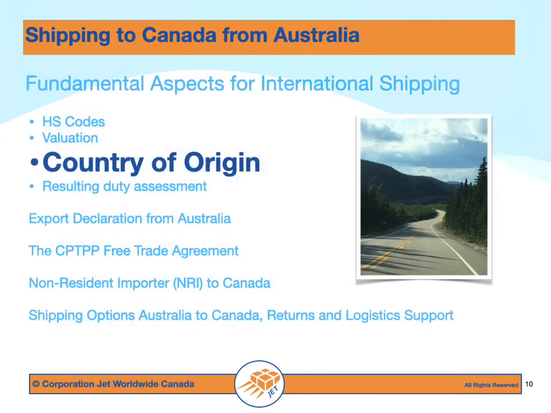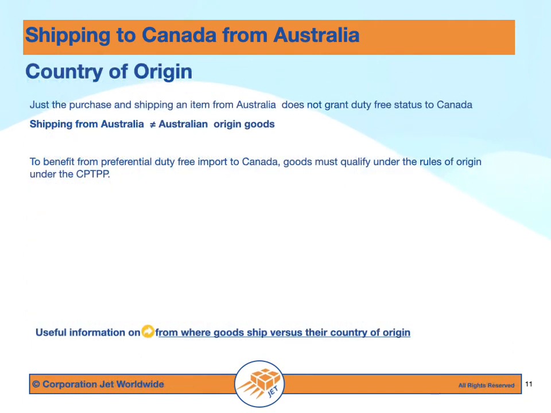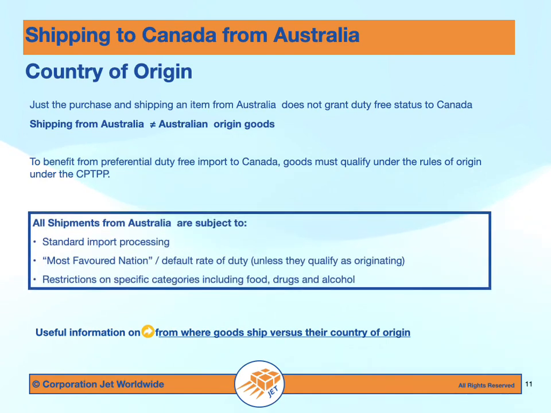Country of origin. Just the shipping from Australia to Canada is not the same as shipping Australian origin goods. Australian origin goods are those that meet the rules of origin defined within the CPTPP Free Trade Agreement that we'll cover later. All shipments from Australia are subject to standard import processing. The default most favored nation duty rate will apply, unless the goods qualify as originating. There are restrictions on specific categories, including food, drugs, and alcohol.